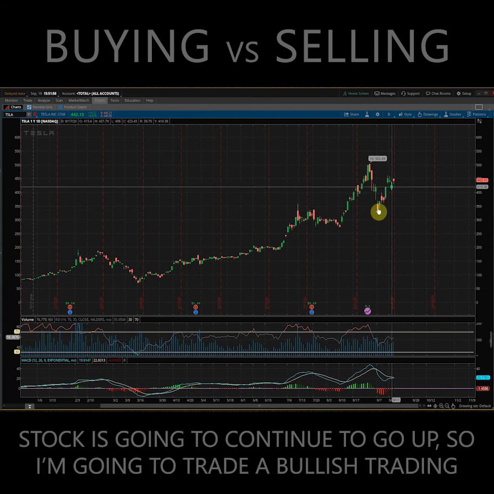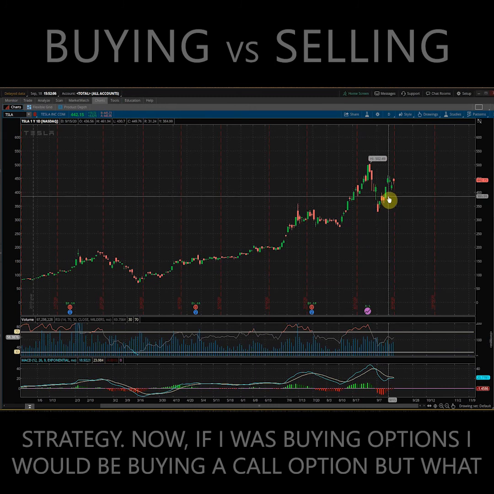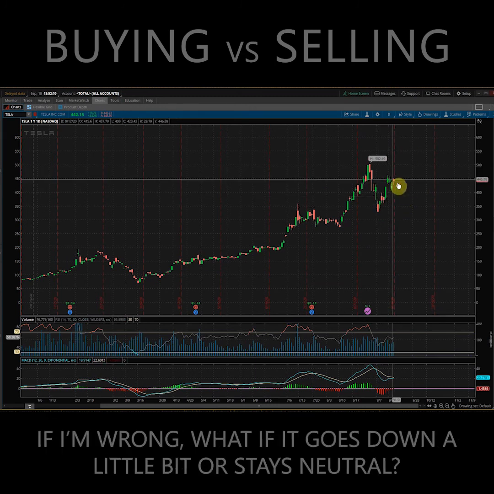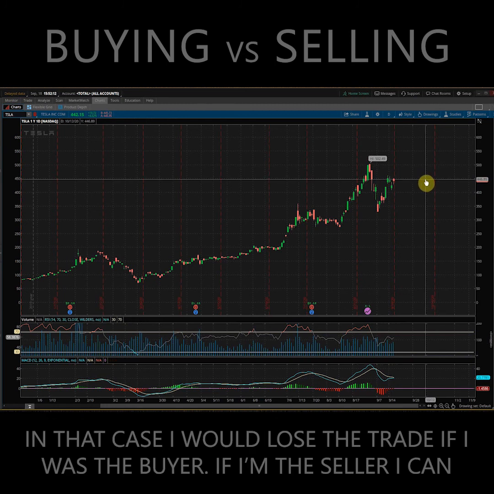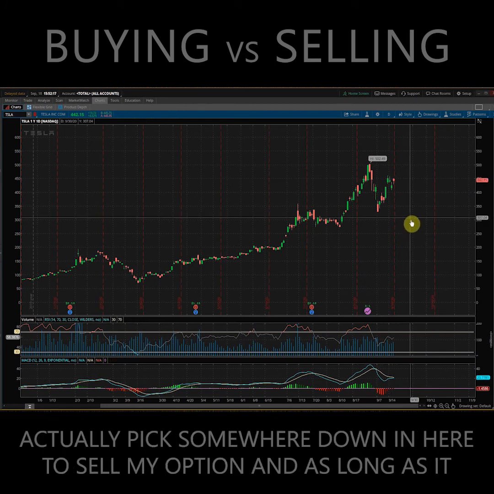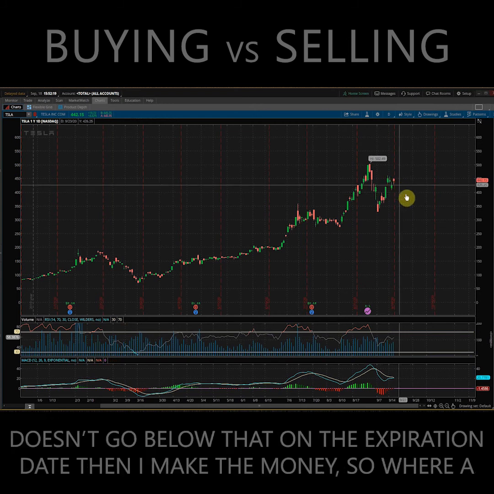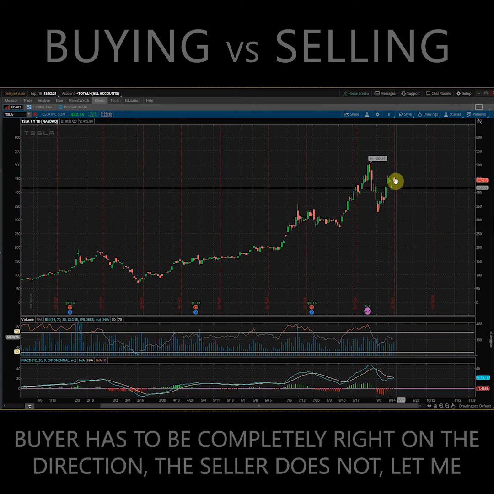I think this stock is going to continue to go up, so I'm going to trade a bullish trading strategy. Now, if I was buying options, I would be buying a call option, but what if I'm wrong? What if it goes down a little bit or stays neutral? In that case, I would lose the trade if I was the buyer. If I'm the seller, I can actually pick somewhere down in here to sell my option, and as long as it doesn't go below that on the expiration date, then I make the money. So where a buyer has to be completely right on the direction, the seller does not.